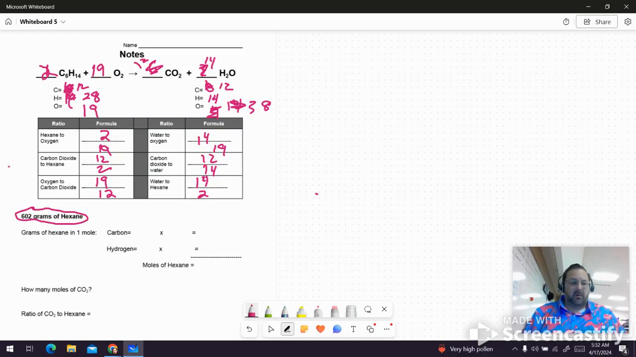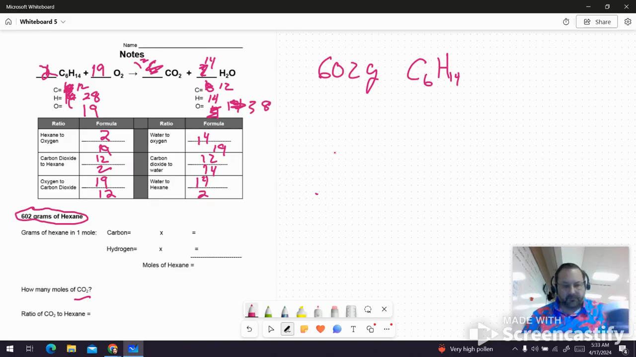So when I change to moles, I go, all right, how many moles do I have if I have 602 grams of hexane, so 602 grams of C6H14? What am I asked here? How many moles of CO2 would I have? So the first thing I've got to figure out is how many moles of hexane I have here. In order to find that out, I have to add up the molecular mass of each of the components to find out how much 1 mole of hexane weighs.